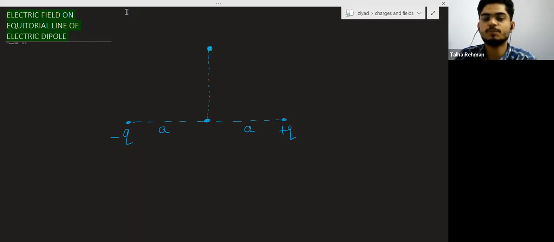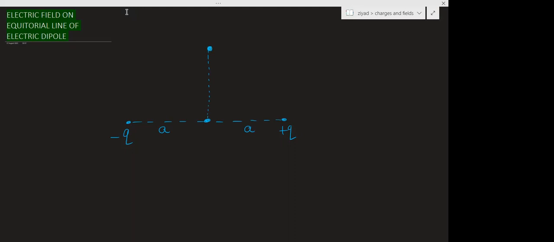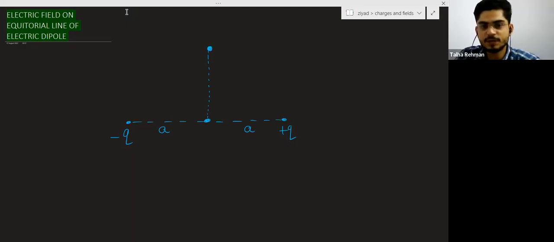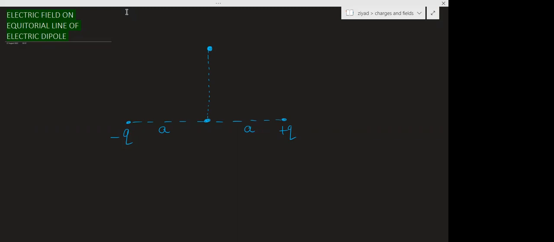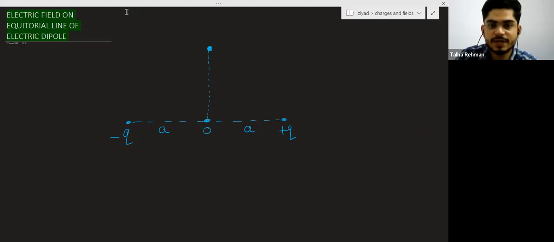This is the equatorial point. You can say this is the equatorial line, and this is also the perpendicular bisector. This line bisects this line, meaning bisecting is dividing the line into two equal distances. I am supposing this point as O and this point as P. So we want to calculate the electric field at this point P.